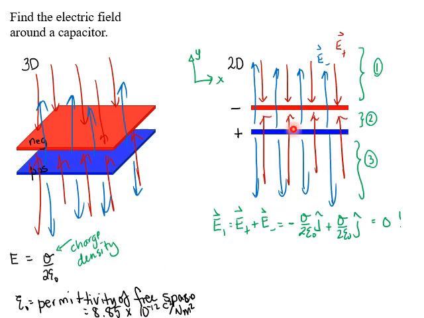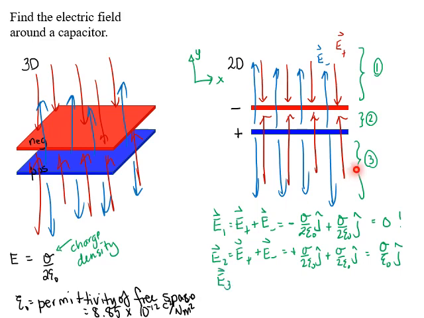Let's do region 2, so in the middle, next. The electric field in region 2, same idea, the E of the red plate added to the E of the blue plate. This time, both of those fields point up. The red vectors point up and the blue vectors point up. They're both in the plus j direction. So I've got plus sigma over 2 epsilon naught j, plus sigma over 2 epsilon naught j to give me sigma over epsilon naught j. So there's my electric field in between.